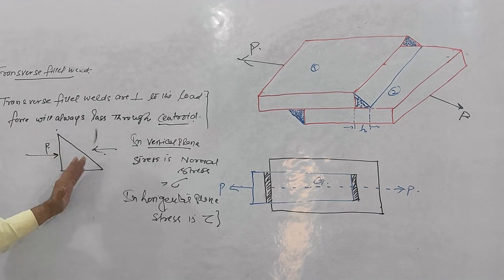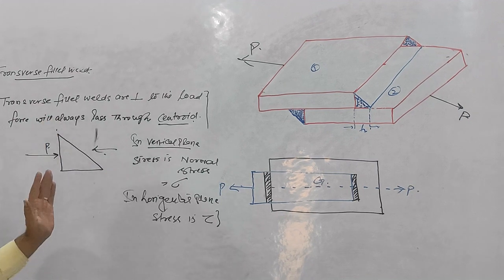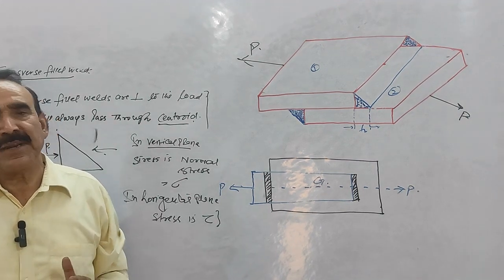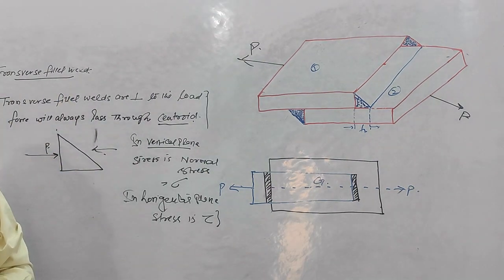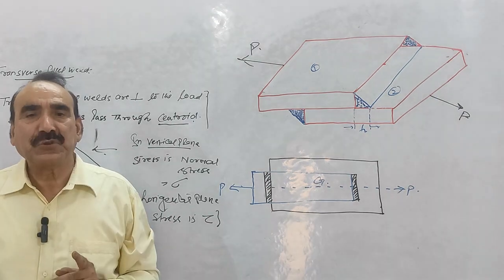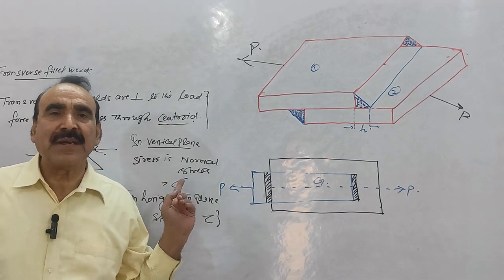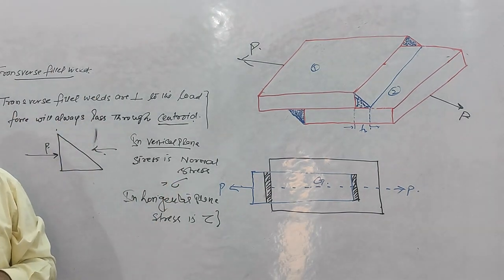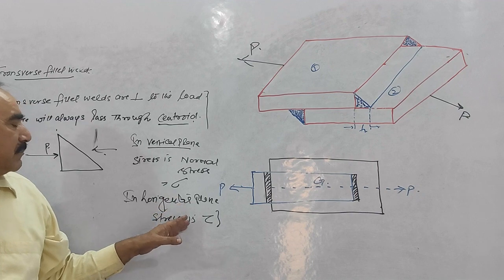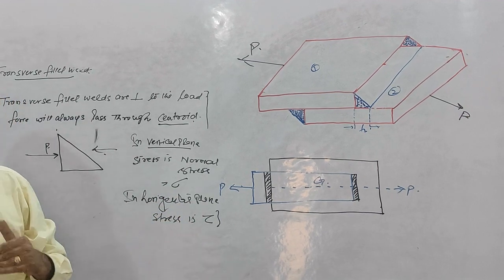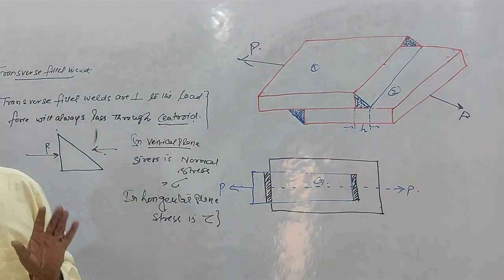तो this is your 2D diagram, if you see this diagram you will come to know that P is perpendicular to the vertical plane and P is parallel to the horizontal plane. So it means that in that case you will get two stresses: the normal stress for the vertical plane, and the shear stress for the horizontal plane. Up to this is clear.